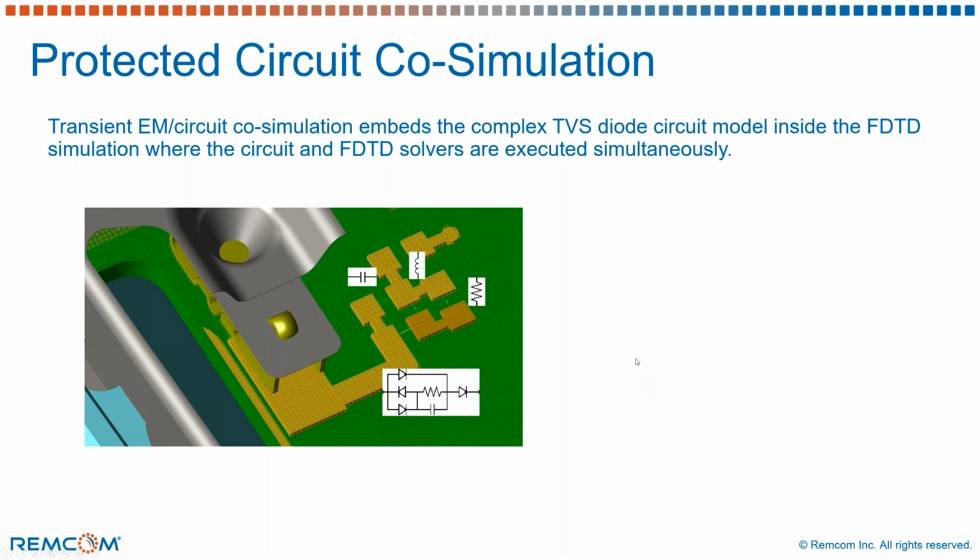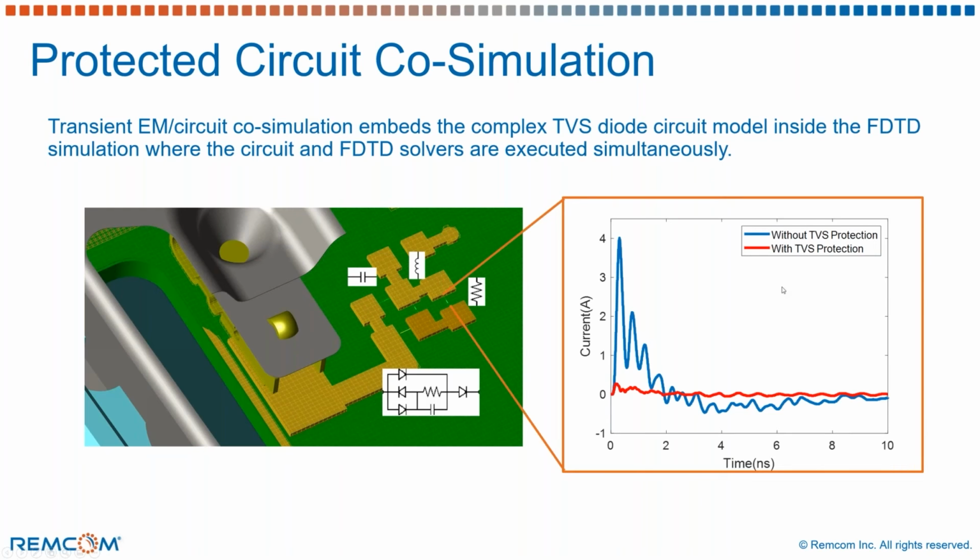So looking into the actual model in the transient EM circuit co-simulator, we have the TVS diode placed here, and the representation of this can be entered into the simulation space through a netlist, which is provided by manufacturers. Here I have two simulations that I have performed. The first case is without a TVS diode used in the simulation. You can see the blue curve represents the current across the front end, and a high current of about 4 amperes can be seen across the component. But when a TVS diode is used, this current significantly drops, protecting the IC from a current surge.